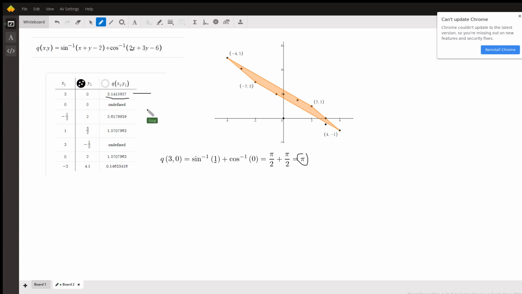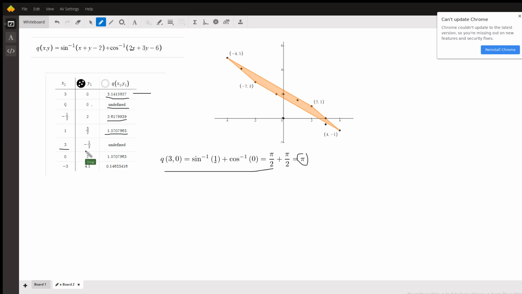For points that are not in the domain, notice how Q of that x and that y gives us an undefined value. Here's (0, 0), not in the domain. It doesn't give us an answer. (-1/2, 2) works. I won't substitute -1/2 for x and 2 for y again, but you'll see that you get 2.6179939. I forget what that is. This answer right here is 5 pi over 6.